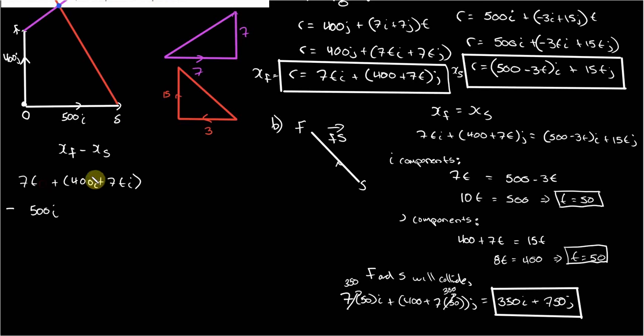Let me just rewrite this for a second here. This is 7tj. That's 70i. This is 70j. So it's 400j and 17j. Okay, and so we're subtracting. So it's 500i minus 3ti plus 15tj.